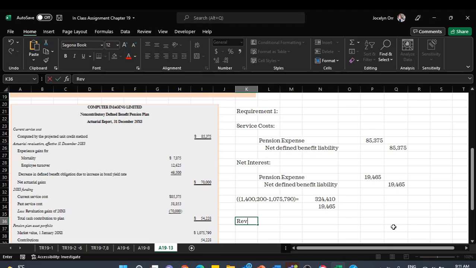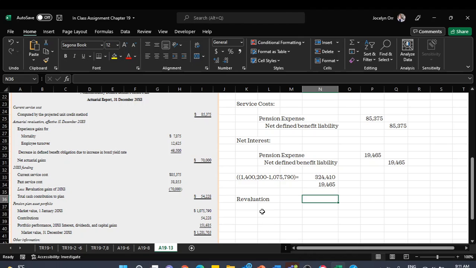The third component is revaluation. And again, this has two components, right? We look at our experience gain or loss, and then we look at the revaluation on the actuarial report. Okay.